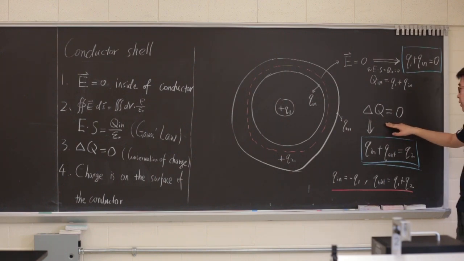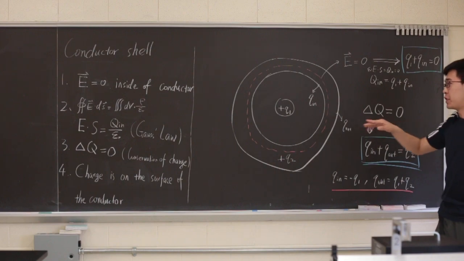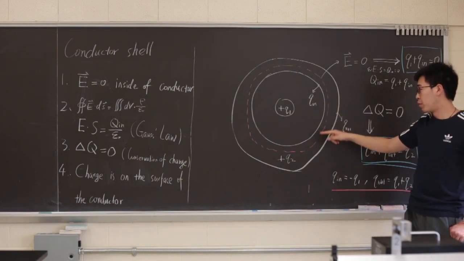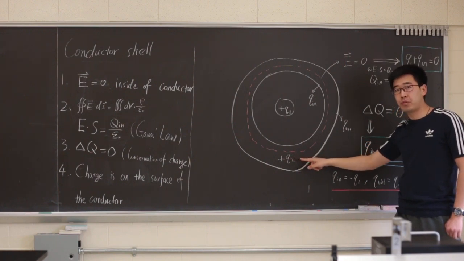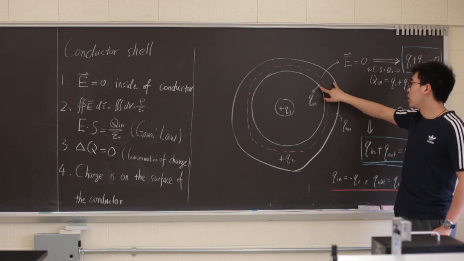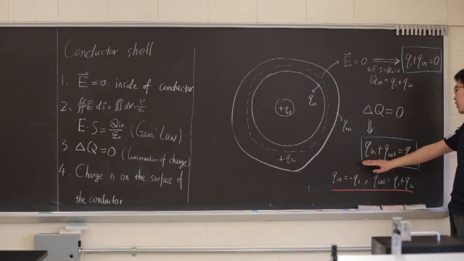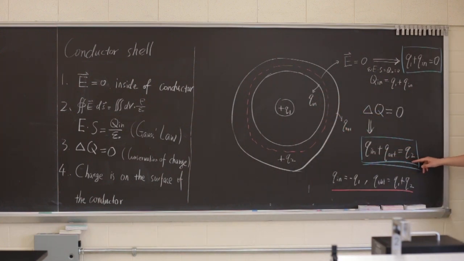And from conservation of charge, which is number 3, delta Q is 0. Previously it was Q2, but if it is distributed on both surfaces, it will be Q_in plus Q_out. So Q_in plus Q_out is Q2. Solving those two equations, we end up with Q_in equals negative Q1, and Q_out equals Q1 plus Q2.